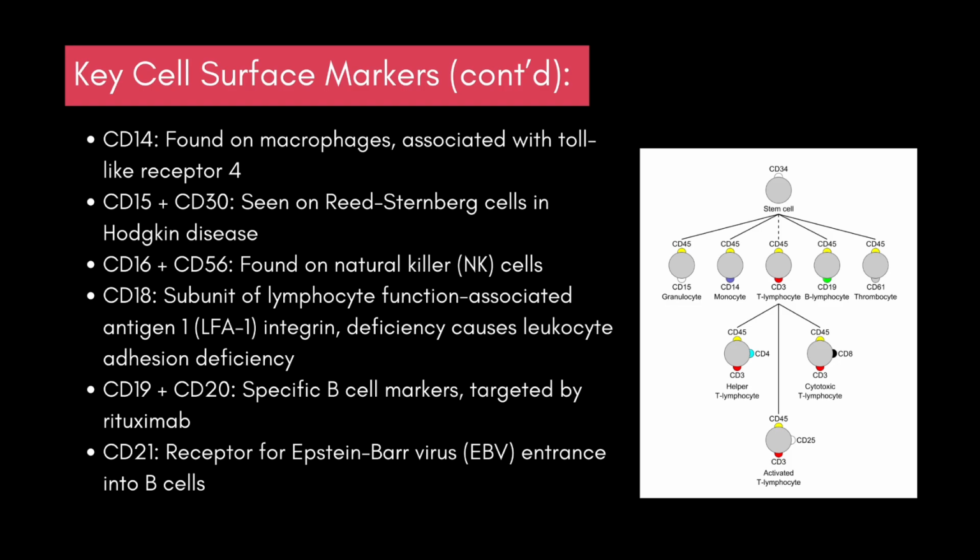CD15 plus CD30 is seen on Reed-Sternberg cells in Hodgkin disease. CD16 and CD56 are found on natural killer cells. CD18 is a subunit of lymphocyte function-associated antigen 1, LFA1, with integrin deficiency causing leukocyte adhesion deficiency. CD19 plus CD20 are specific B cell markers targeted by rituximab. CD21 is a receptor for Epstein-Barr virus entrance into B cells. Moving on.